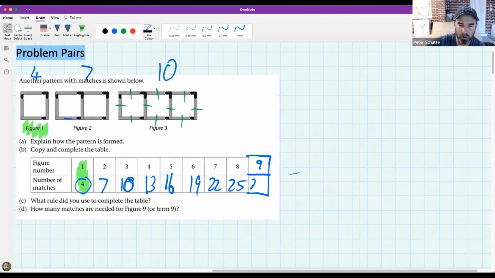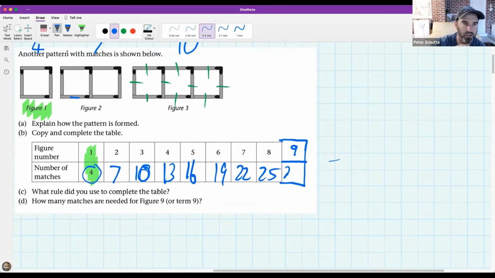So let's just have a quick look at this. If you look at this question, it's going up each time. So from 22 to 25 is going up by 3. From 19 to 22 is going up by 3. So I would expect it to carry on going up by 3. Oh, so 28. 28, perfect, exactly, 28. And so figure 9, and I'm not going to draw it, but figure 9 would have 28 matches in it.